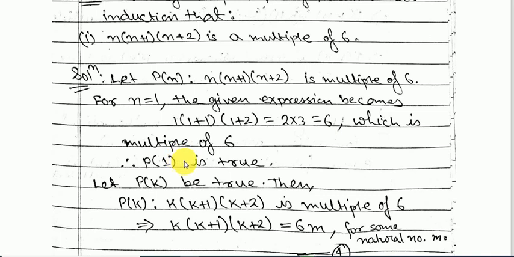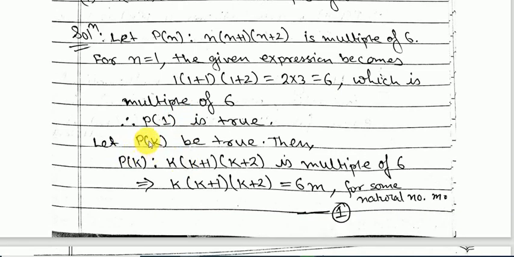Now what we'll do is we will assume that the statement is also true for n equal to k. We assume that the statement is true for n equal to k. That means Pk is true. That means you will copy the same statement, the only thing is you'll replace n by k. So once I say Pk is true, that means Pk: wherever you have n, write k, k into k plus 1 into k plus 2 is a multiple of 6. Same line, only n is replaced by k.